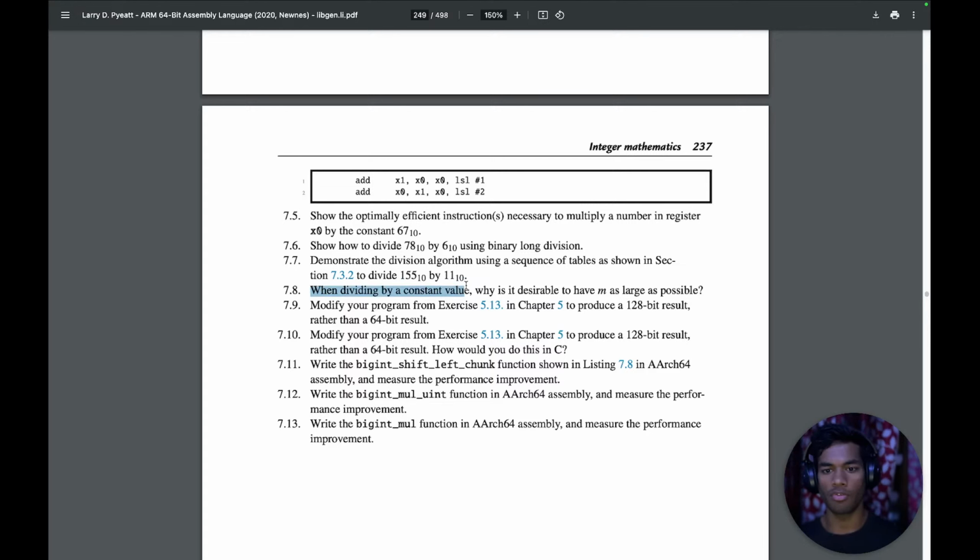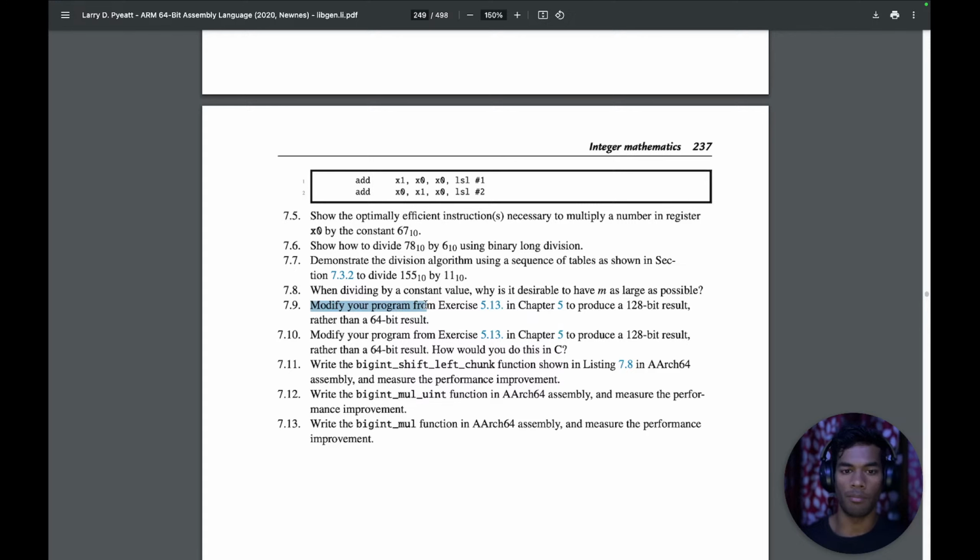When dividing by a constant value, why is it desirable to have m as large as possible? Because m contains the significant digits from the divisor. So if m is large, then we have more significant digits from the divisor, and thus our answer will be more accurate, more precise, and that is why we need m to be as large as possible.